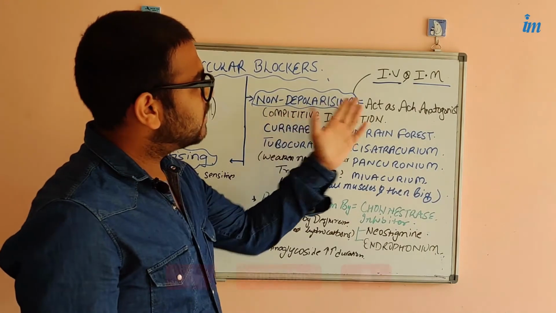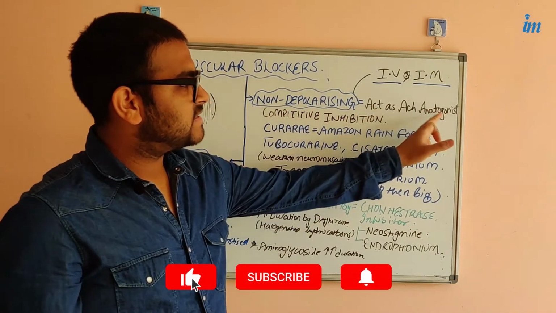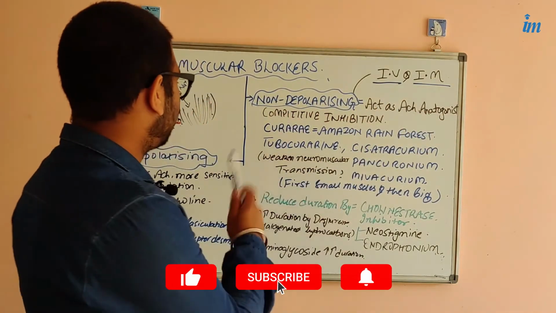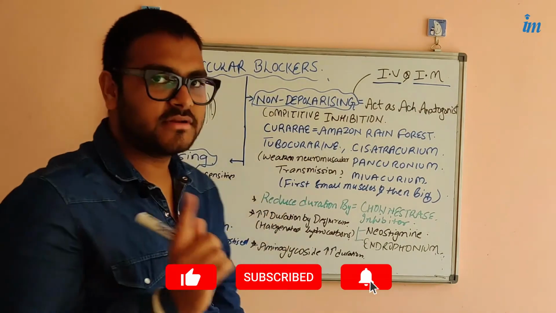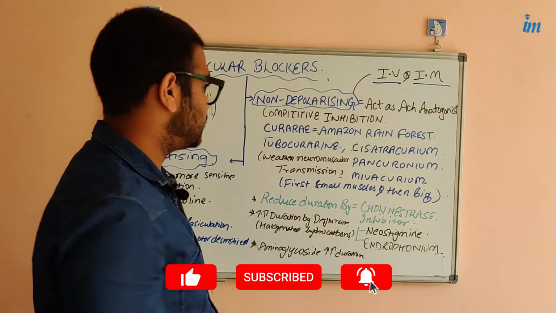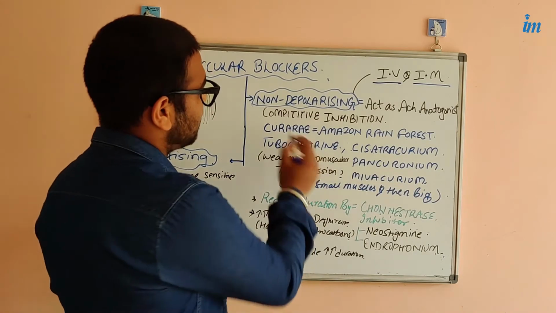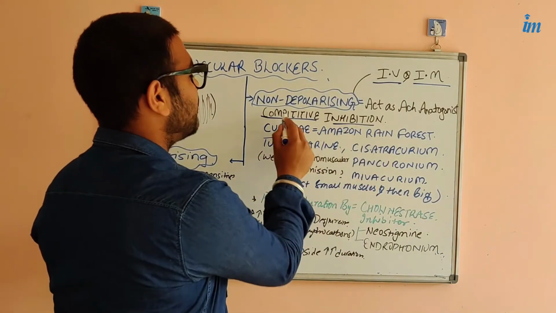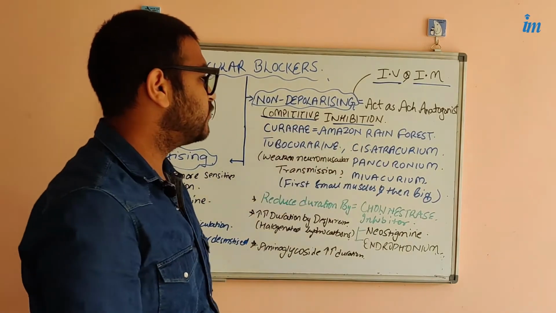I've already discussed that they act as acetylcholine antagonists. They can bind to the nicotinic receptor on the muscle and block the receptor. By what mechanism? Competitive inhibition. They are competing with the acetylcholine for the receptor.